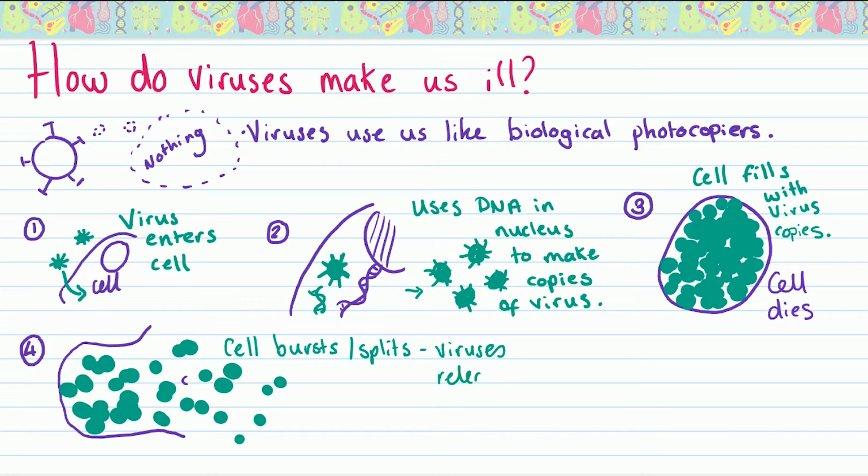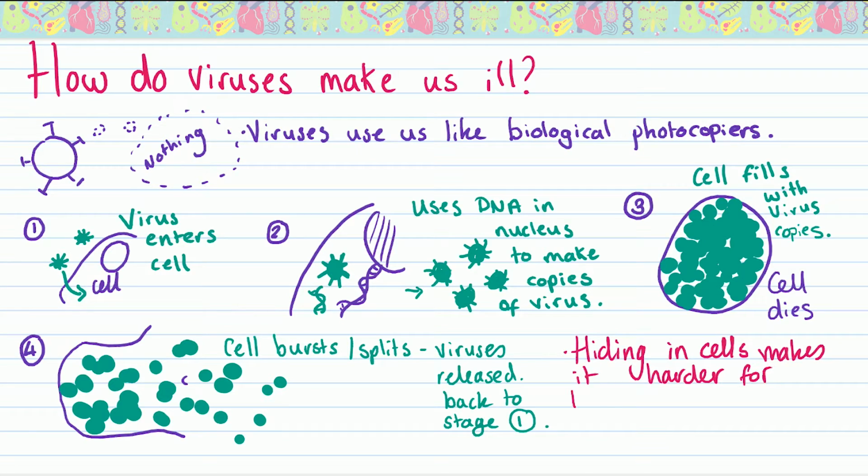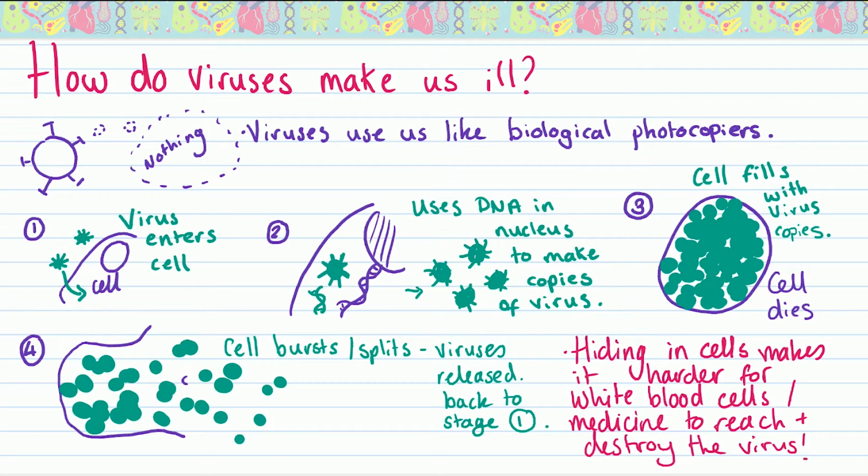These new viruses then enter new cells, and the cycle continues until your immune system comes along to deal with it. Because viruses hide inside your cells though, it makes it much harder for white blood cells or other medicines to reach and destroy the virus. That's why there are not so many antiviral medicines as there are antibiotics.